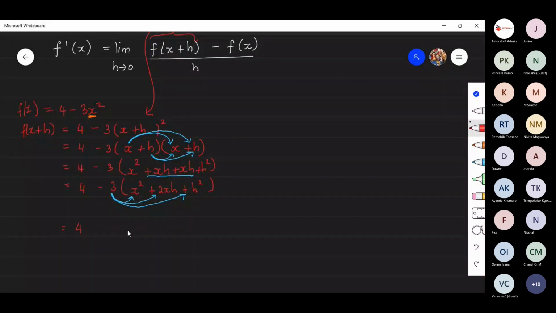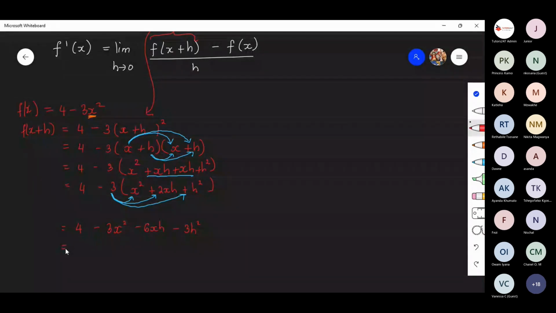So negative 3 times positive x squared is going to give us minus 3x squared. Negative 3 times positive 2xh is going to give us negative 6xh. Negative 3 times positive h squared is going to give us negative 3h squared. Okay, so all we've done thus far is simplify the expression.